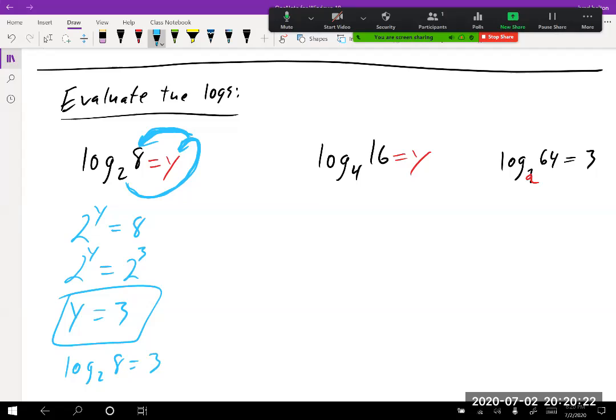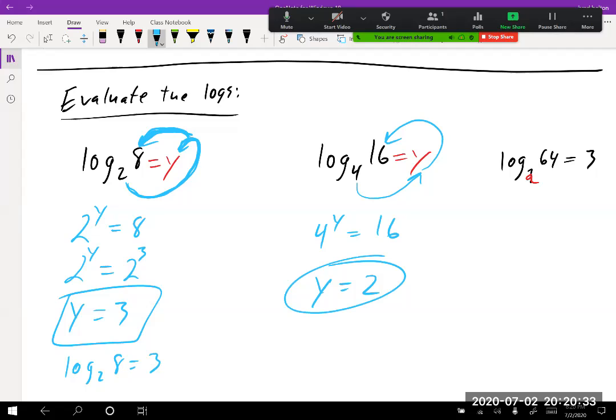So now you maybe can even guess this. 4 to what power would give me 16? So 4 to the y would give me 16. Oh, I can just guess this one. y is 2. I don't even need to do anything, right? So this is really saying log base 4 of 16 is equal to 2.